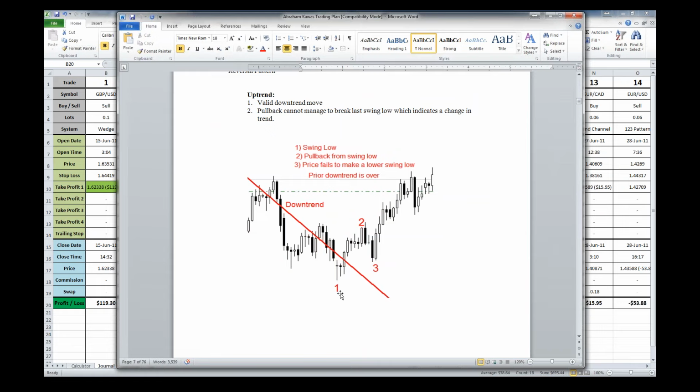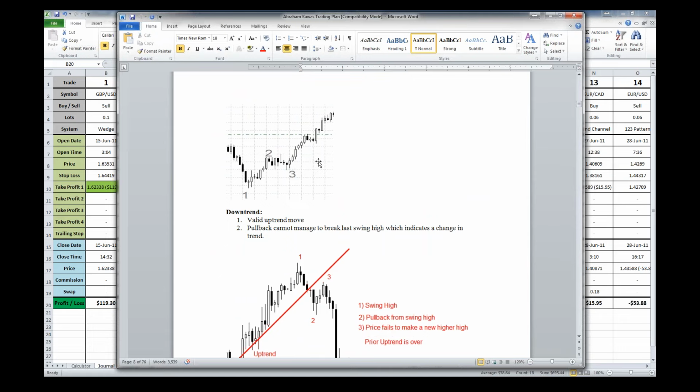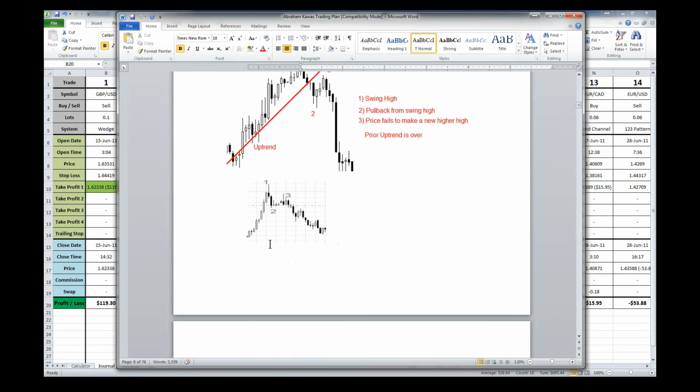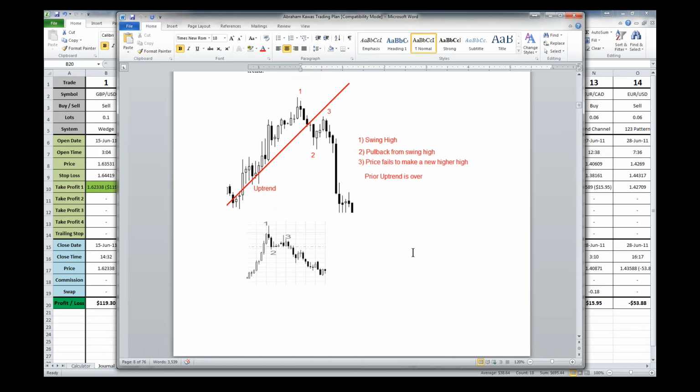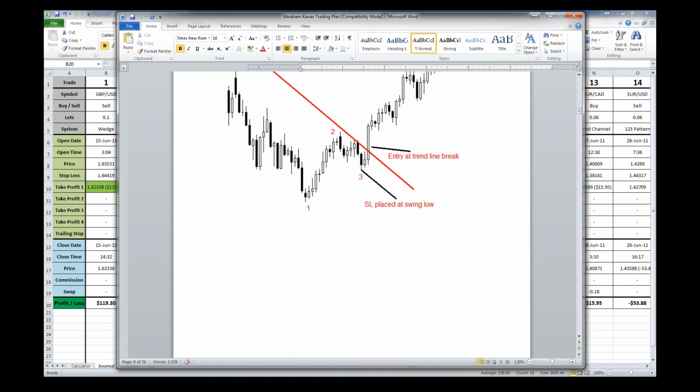The 1, 2, 3: swing low, pull back from swing low, price fails to make a lower swing low. Prior downtrend is over. That's the key. Then the next step would be the entries. Then find another one, and then the definition of a downtrend. And the same thing. You'd have to do this over and over, write an example, then find another one that's not this one, because I didn't want to copy the same chart 50 times. And then these would be the entry rules. All right, so this would be the 1, 2, 3.